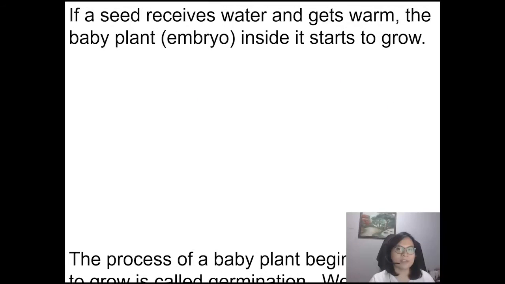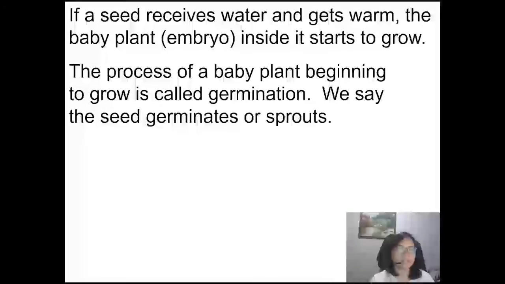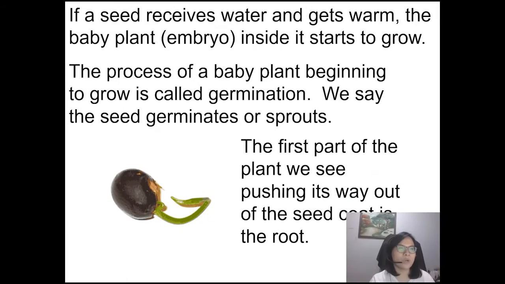Alright, so just short information on the seed. The seed receives water and gets warm. The baby plant, which is called the embryo, is inside and will allow it to grow. Also, the process of a baby plant beginning to grow is called germination. So we say the seed germinates or sprouts if it starts to grow.